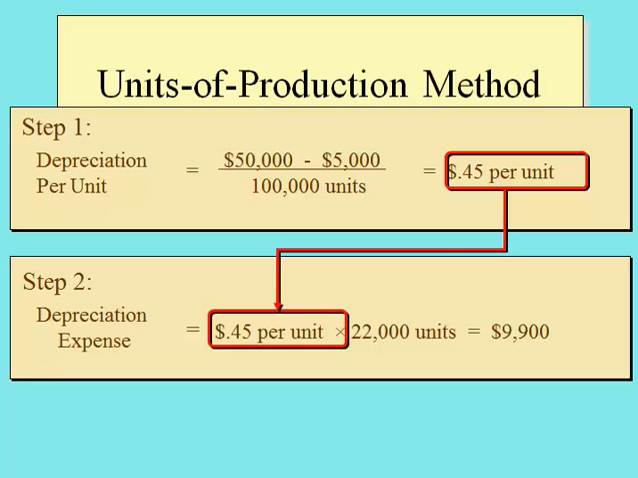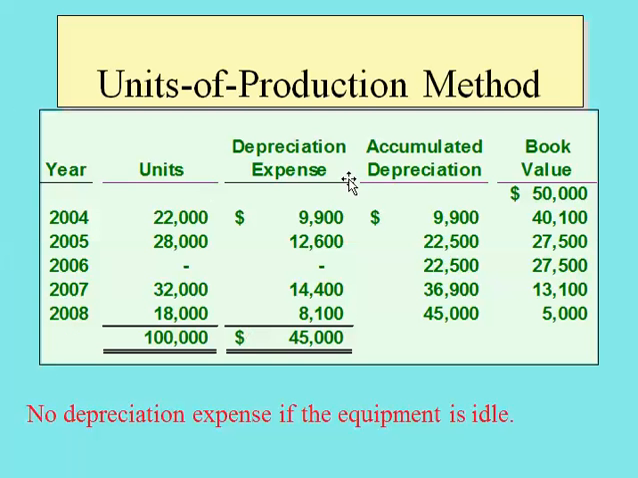And we'll do one of those tables, and you can see this is good when your units of production may vary considerably. See here, in 2006, they didn't use that piece of equipment at all, so we didn't record any depreciation. So if you have a good fluctuation, this may be a good method. So for 2004, our accumulated depreciation was $9,900. Book value went down to $40,100.